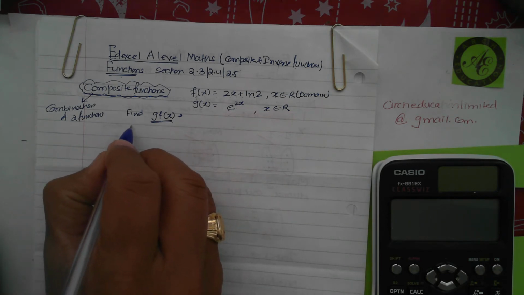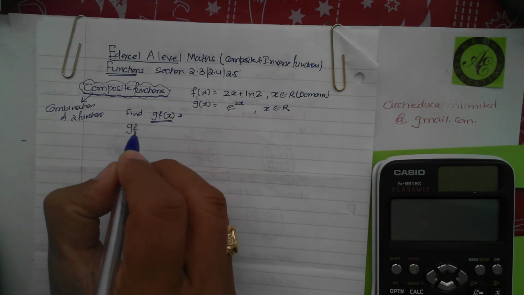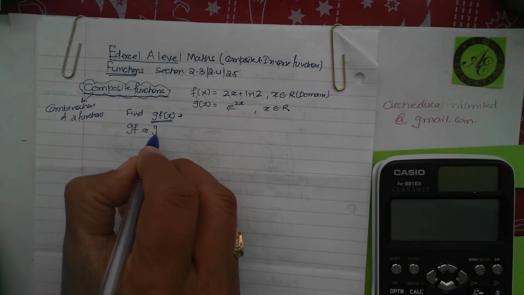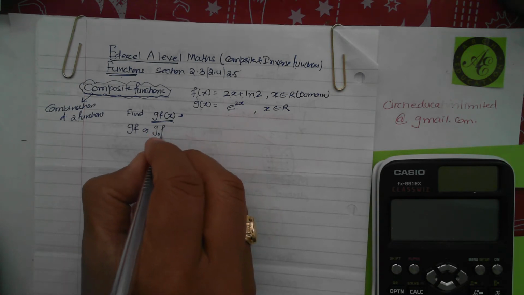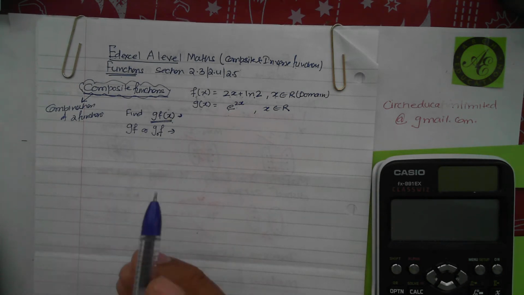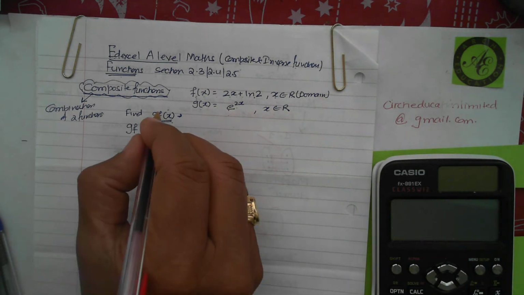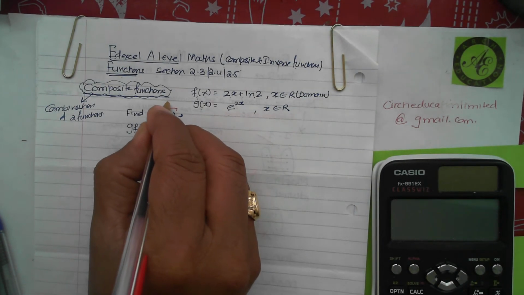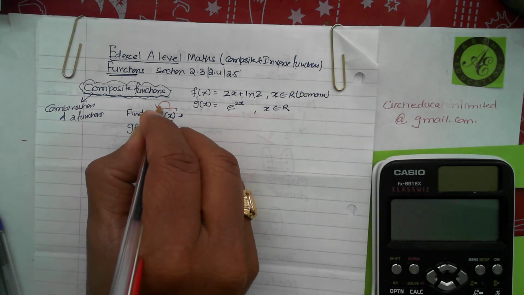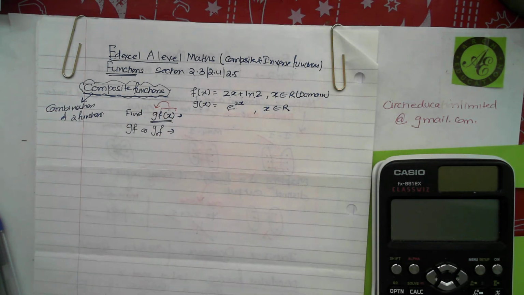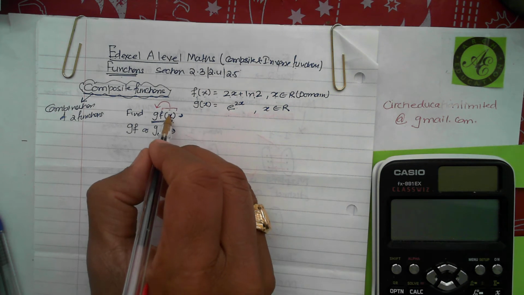Okay, in some books it will be written as just gf, or in some old books I've seen this written as g of f as well. It all means the same thing. What do we need to do for composite functions, guys? We have to put f into g. Right, let me say it again. We're going to put f into g.